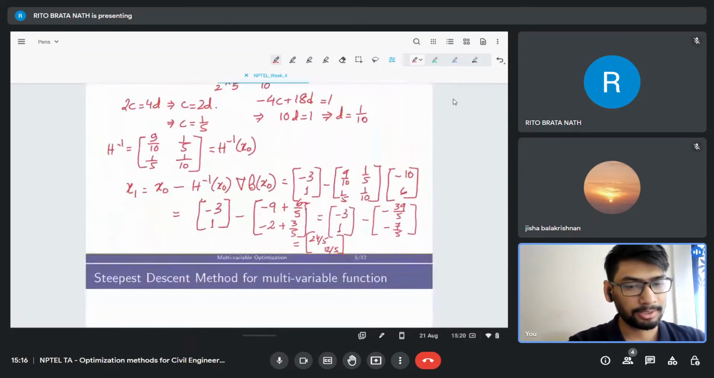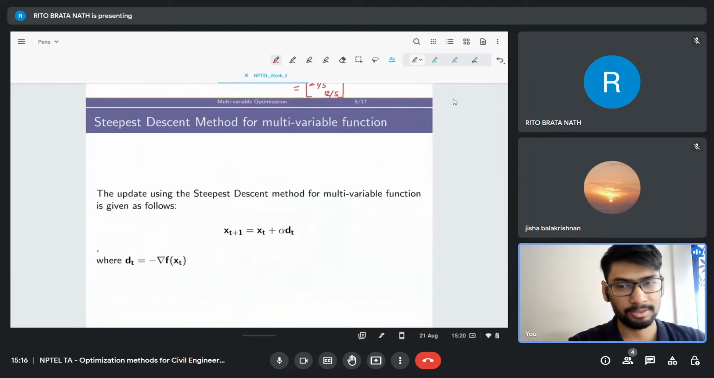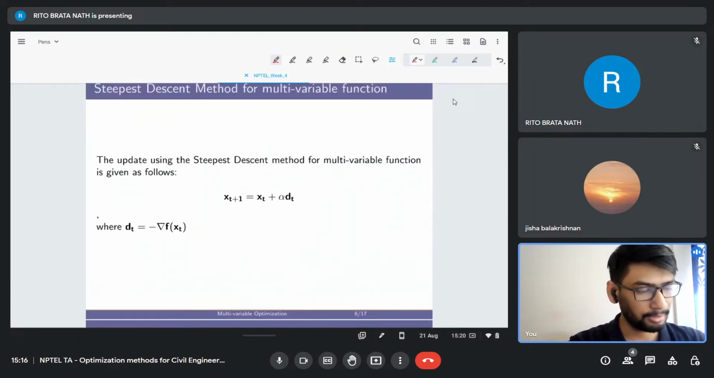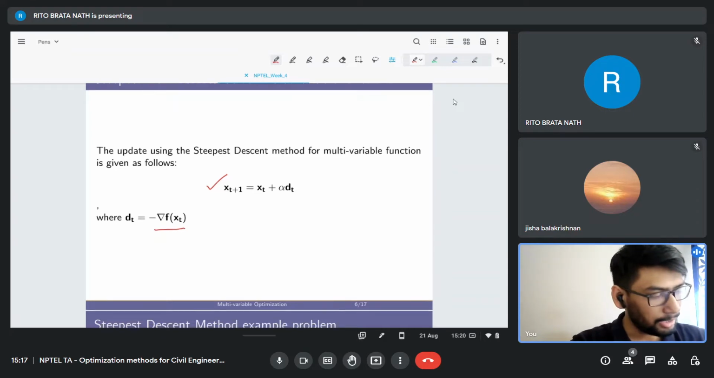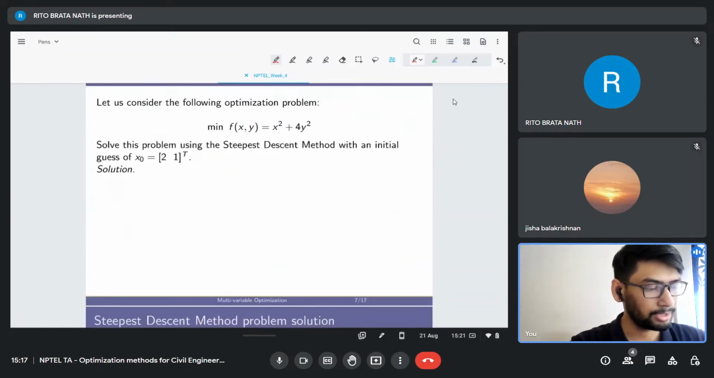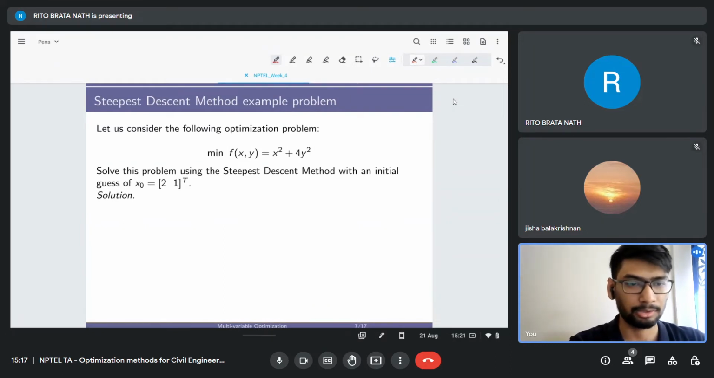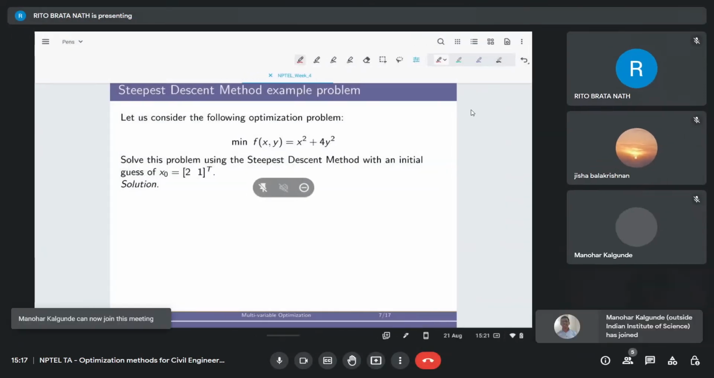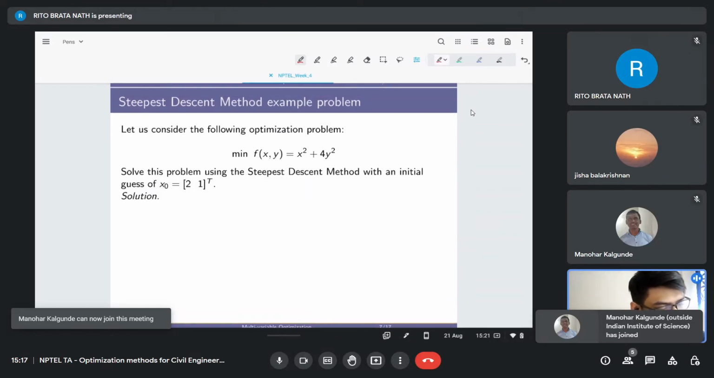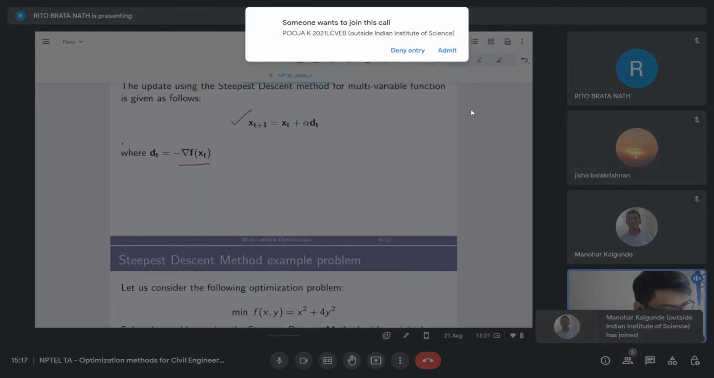Okay, so let's now go into the discussion of the steepest descent method. For a multivariable function, the update rule is this: Xt plus 1 equals xt plus alpha dt, and dt is just the negative of the gradient direction. With that, let's solve another problem. I've given you this problem: minimize the function f(x, y) = x squared plus 4y squared, and solve it using the steepest descent method with an initial guess of x naught equals (2, 1). So let's try to solve this problem. What you need is this formula.